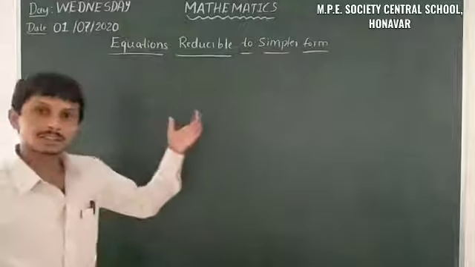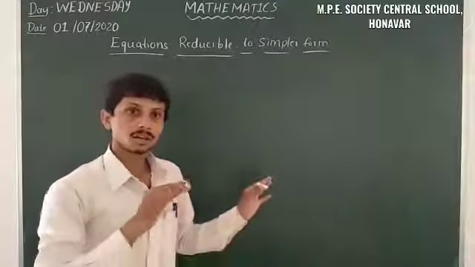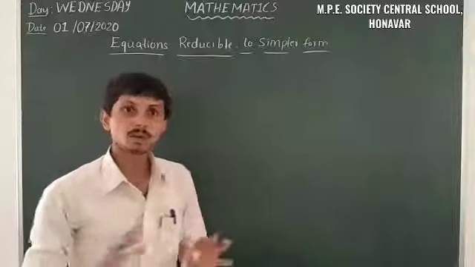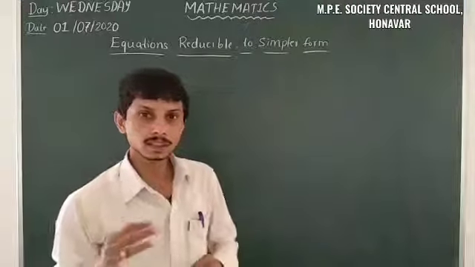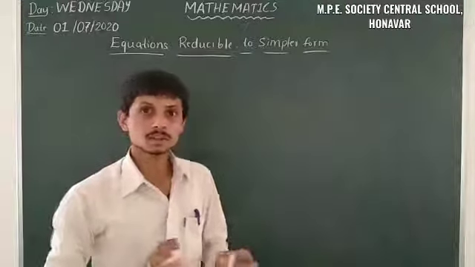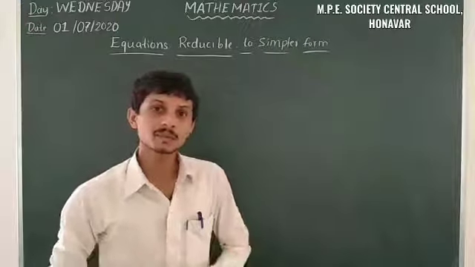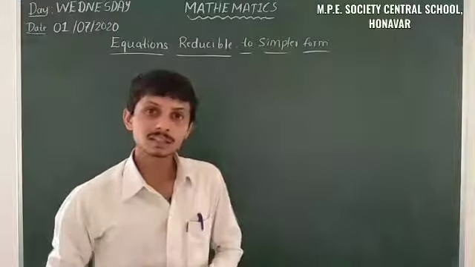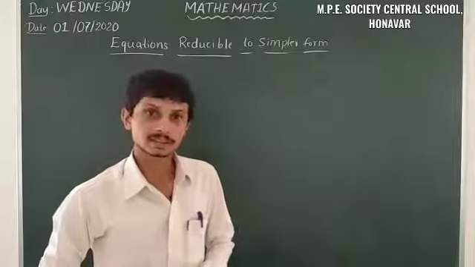So equation reducible to simpler form. Reduce means we have to solve here. So here the variable, or the linear equation in one variable, we are expressing some equation here. After that we have to find the value of x. So let us discuss equation reducible to simpler form by taking some examples.